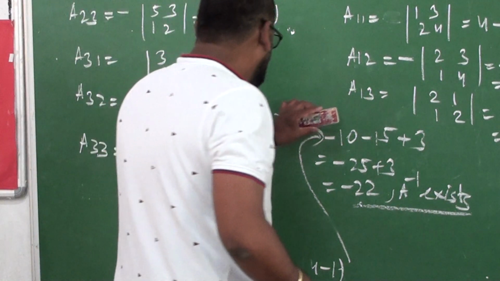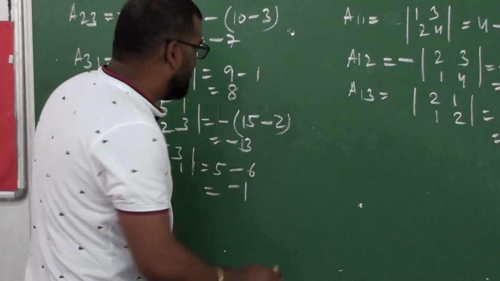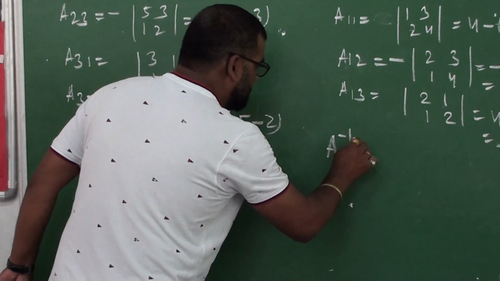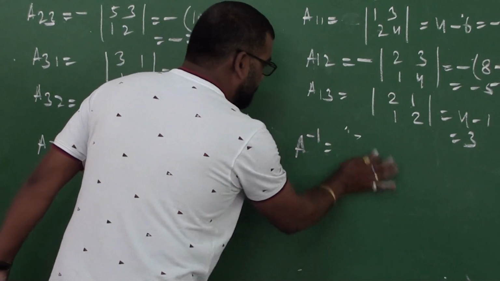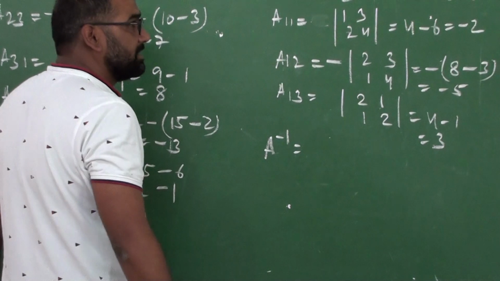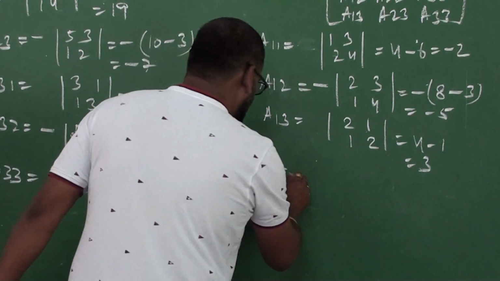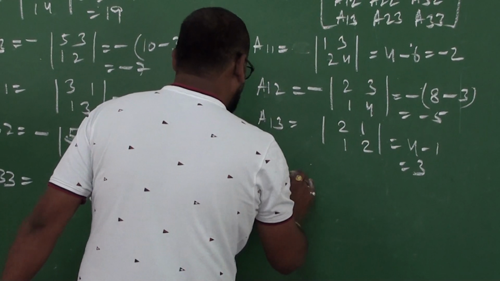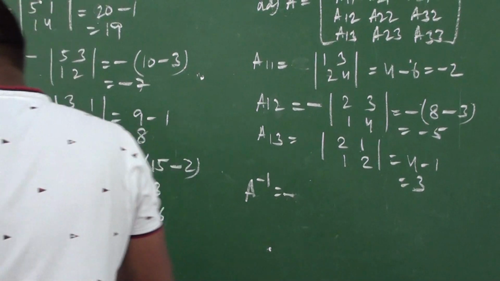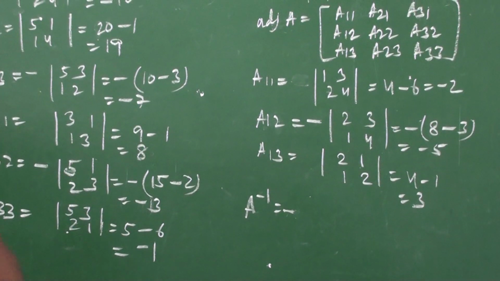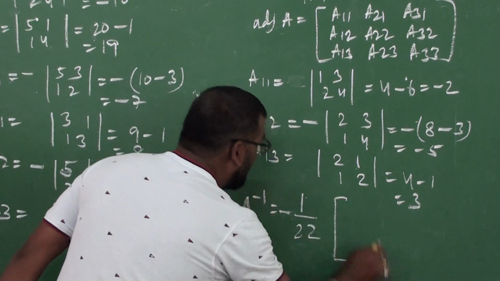Now, since I got the values of the cofactors, I'll substitute the cofactors and find out A inverse. So A inverse is equal to, along with the determinant I got, how much did I get? What was the value of the determinant? I don't remember right now. The value of the determinant was minus 1 by 22. Minus 1 by 22 along with the adjoint.